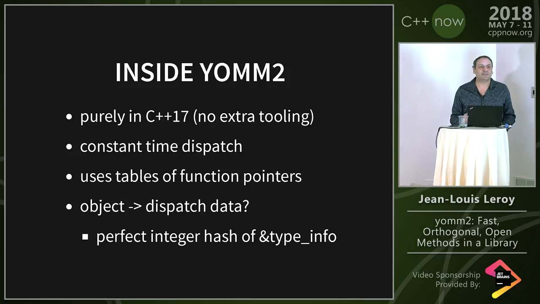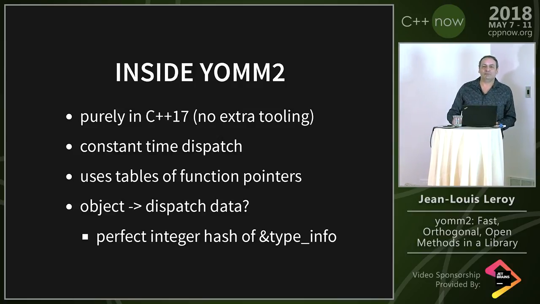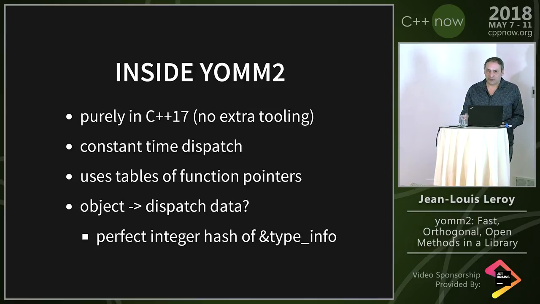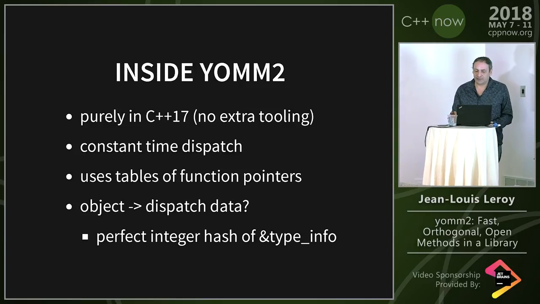Okay, let's get more technical. So how does it work? Because I want you to understand how it works so that you're convinced that it's actually usable. So first, it's a library written entirely in standard C++17. So there's no need to run preprocessors, post-linkers, and the like. Method dispatch is in constant time. Well, more accurately, proportional to the number of virtual arguments. Just like virtual functions, it uses tables of function pointers.